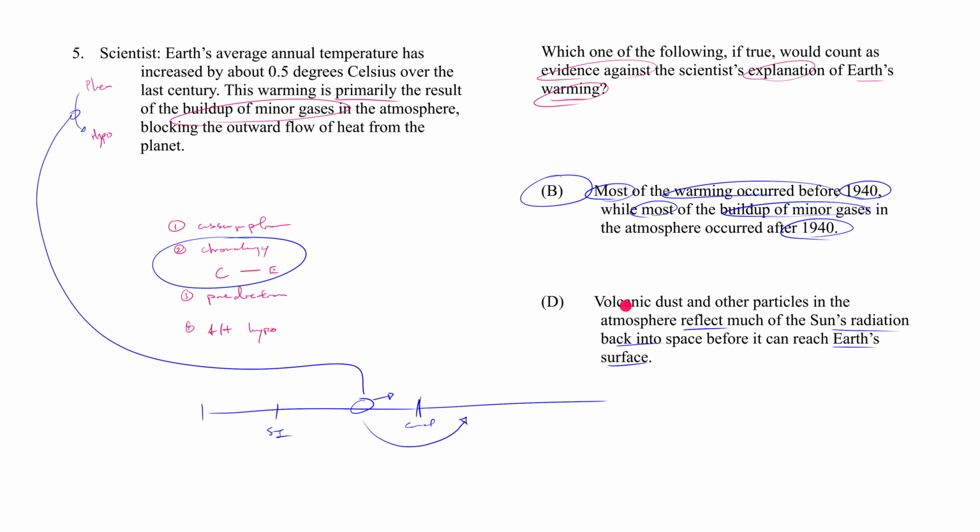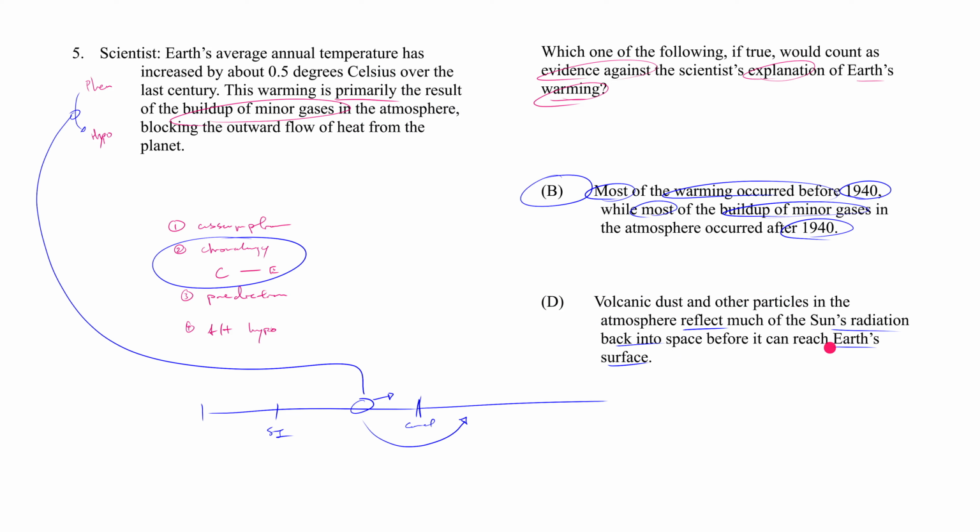D is also trying to bait you into thinking down this road of alternate hypothesis. Well, hold on, is it really the buildup of minor gases in the atmosphere, or is it actually this other stuff, this dust and other particles that have a cooling effect on the Earth, right? But it's doing, once again, a horrible job. Just like answer choice C, even if it did the thing that it was supposed to be doing, the fact that the author already conceded that this is the primary renders this kind of not very powerful.